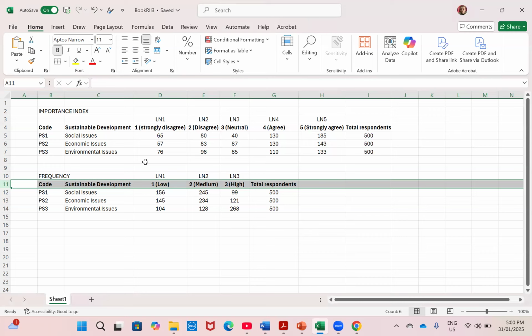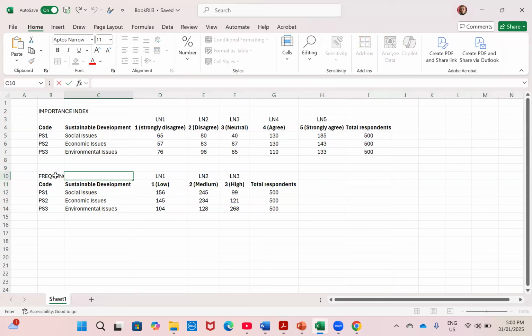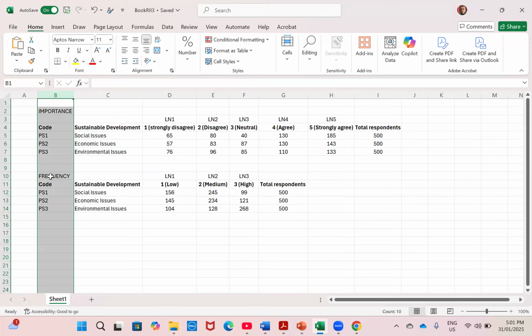So now we have the two. We have the issues concerning the importance, which they rated. And then we also have the responses from the respondents concerning the frequency. Now let's apply the formulas.